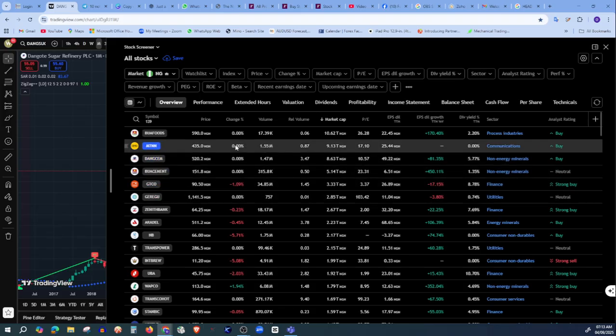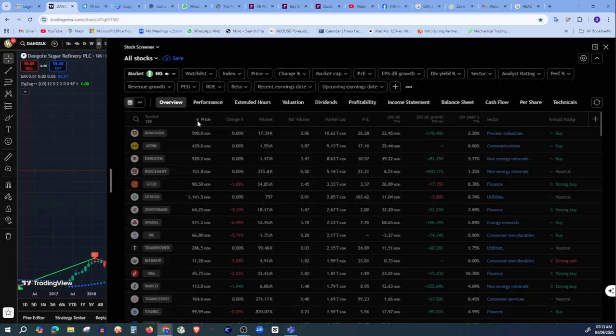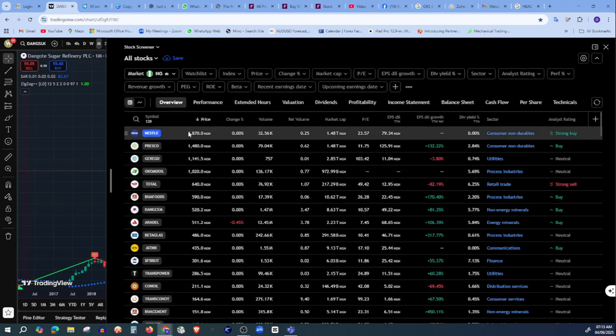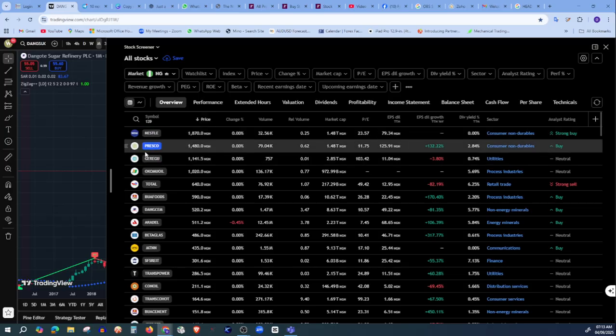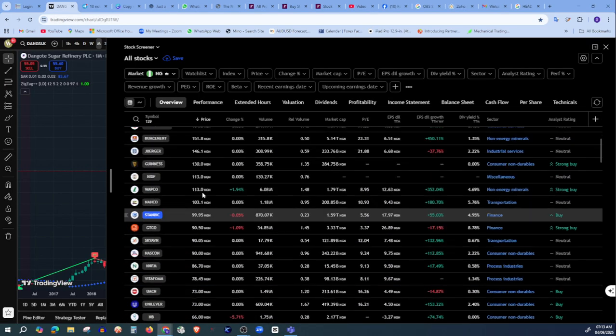So how to use it is you can use it by sorting. That's if you want to sort, start from the lowest price one to the highest price one. Let me sort it and see. So it's telling me Nestle has the highest price now, followed by Fresco and so on. You can work based on that.